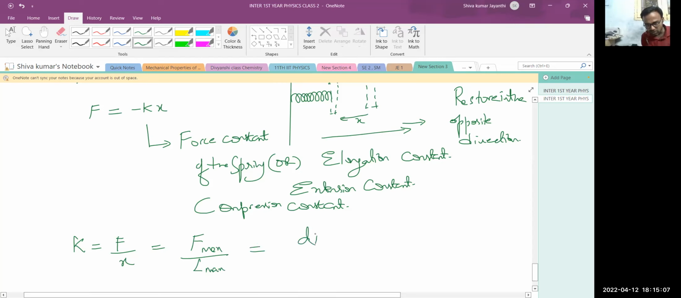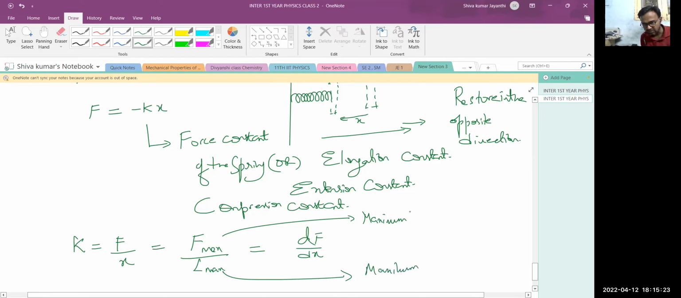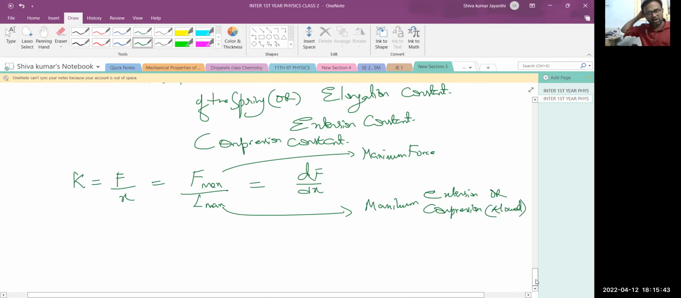Understood? Or this is only called dF by dx. So maximum force, maximum permissible force by maximum what? Extension. Yes, sir. Extension or compression, that is allowed. Because above that you can extend or compress, but it will no longer come back to the original spring. It will not come back to the original situation which the spring was. It will deform. It's no longer the original thing, right? So this is how it is defined.